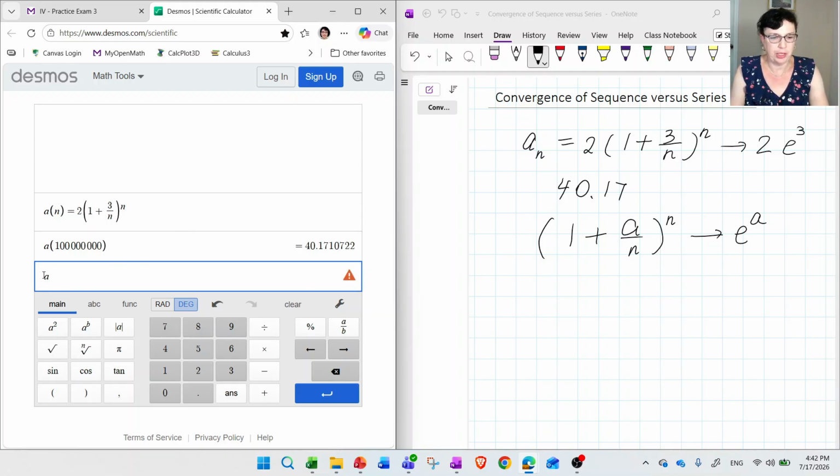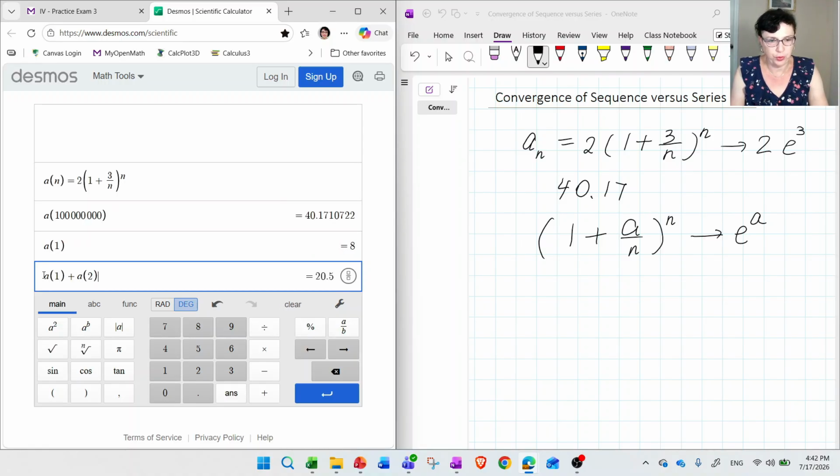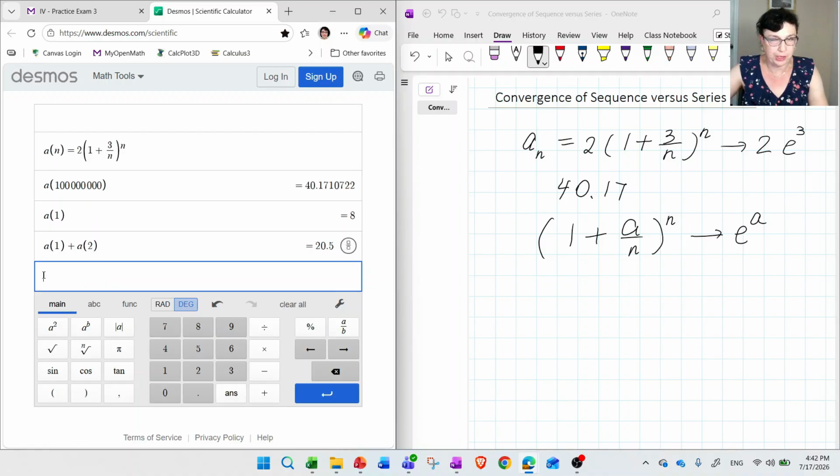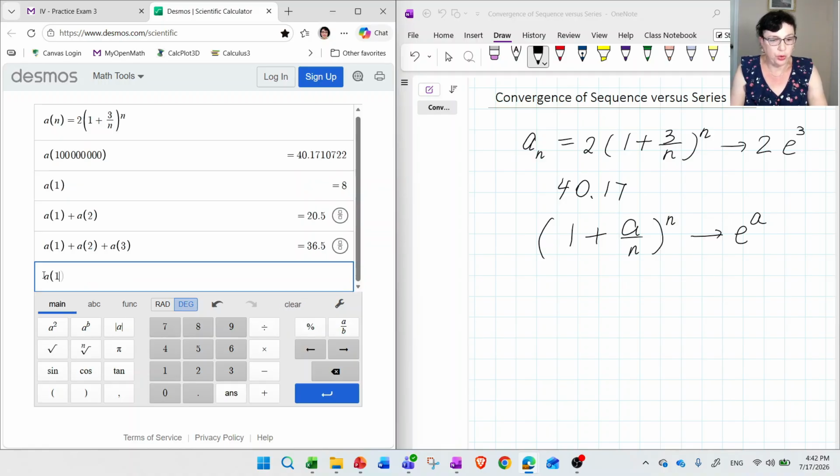Well, the first one is just a of 1. The next one is a of 1 plus a of 2. So you're not looking at the terms, the a's, but you're looking at their sums. The next one is a of 1 plus a of 2 plus a of 3. And you can continue doing that. Unfortunately, with the Desmos calculator, this particular one, you can't really figure out whether it's going to converge to some limit because you can't plug in 10, 100 like you do with sequences, but at least you can tell what's happening.